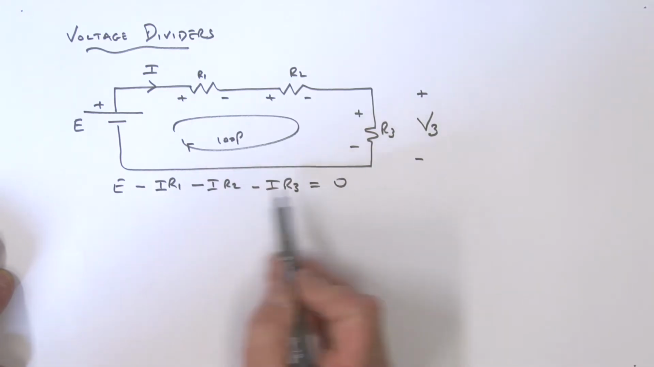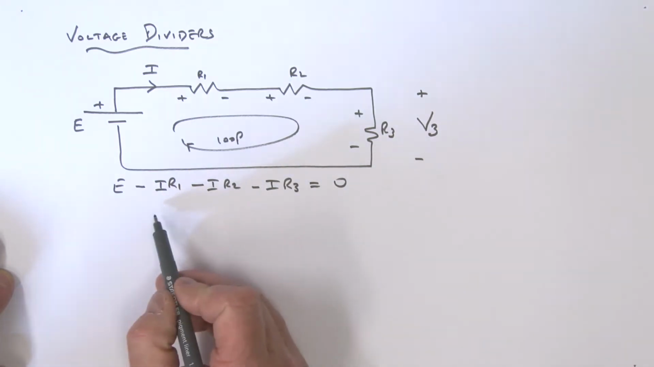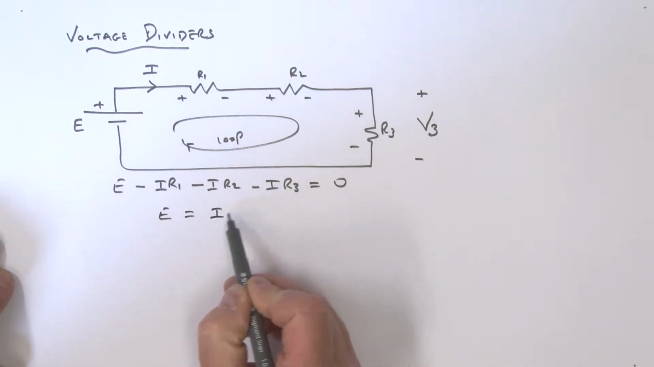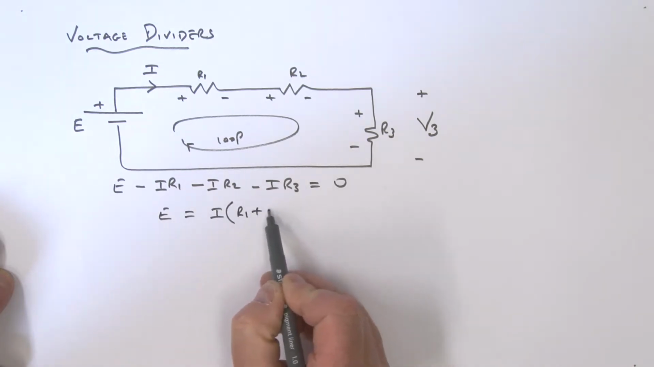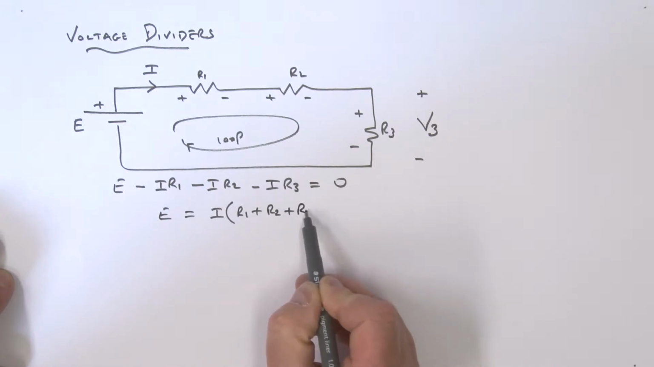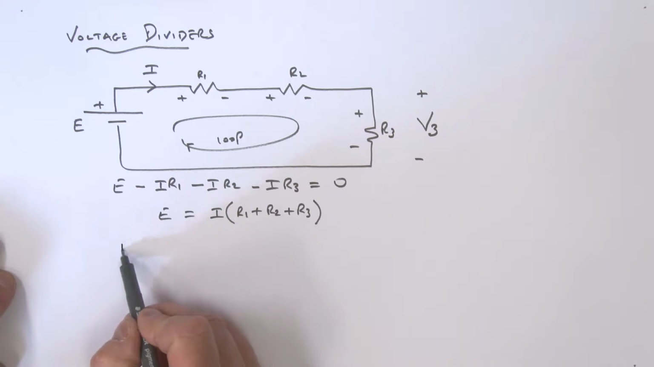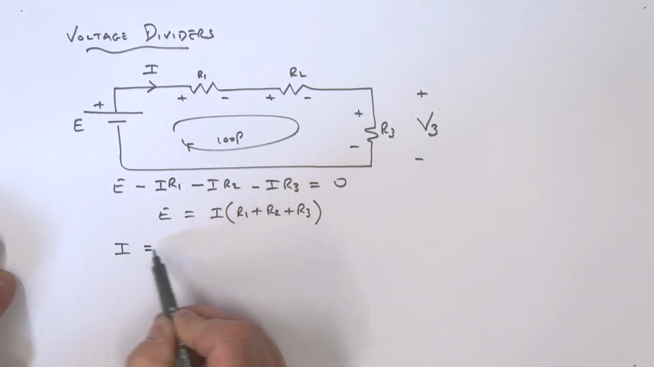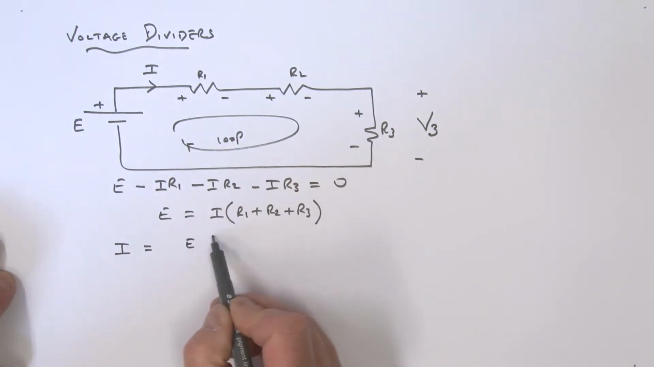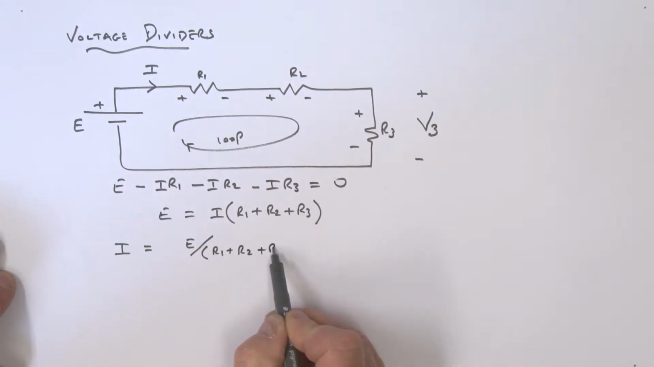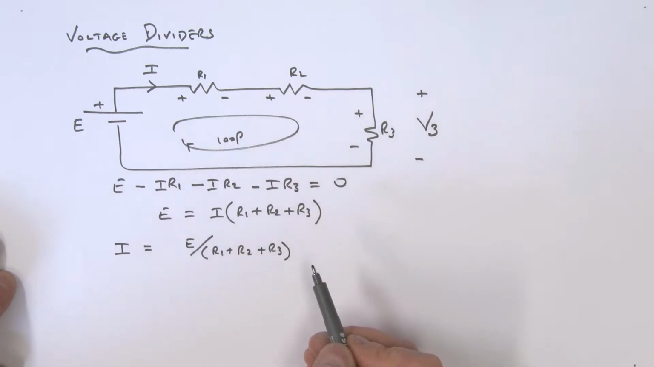So I'm going to solve for basically I. Taking these terms to the other side, what do I have? I have E is equal to, factoring out the I, R1 plus R2 plus R3, closing the bracket. And so therefore the current I is really equal to E divided by R1 plus R2 plus R3.